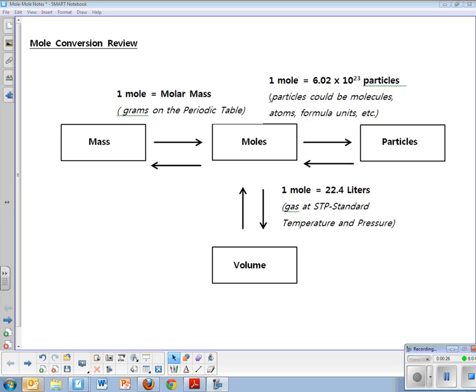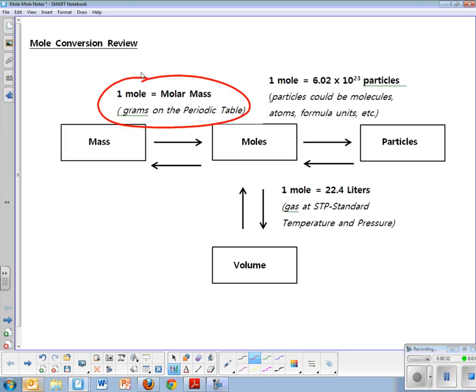Whenever you're converting moles and mass, you always need to use the molar mass as your conversion. That's on your periodic table. That number, it's red on your periodic table, is the number of grams per mole. When you're converting moles and particles, which can be molecules, atoms, or formula units and other things, you use Avogadro's number, 6.02 times 10 to the 23rd. There's that many particles in 1 mole of everything.